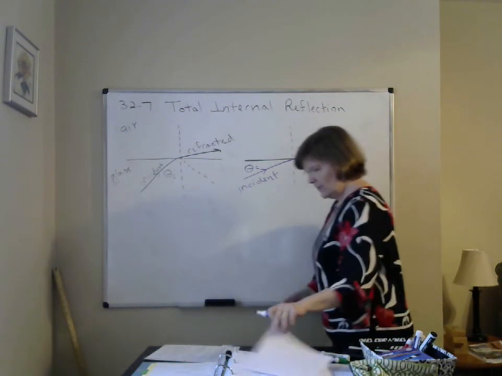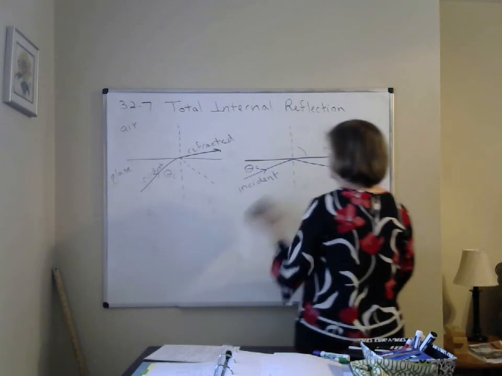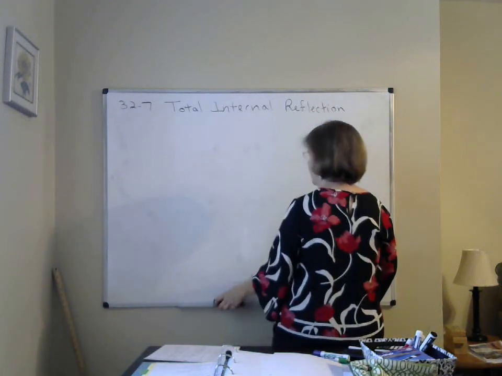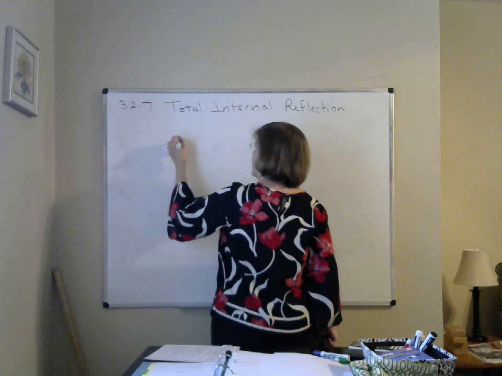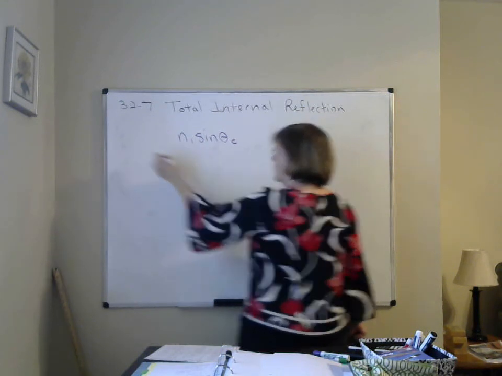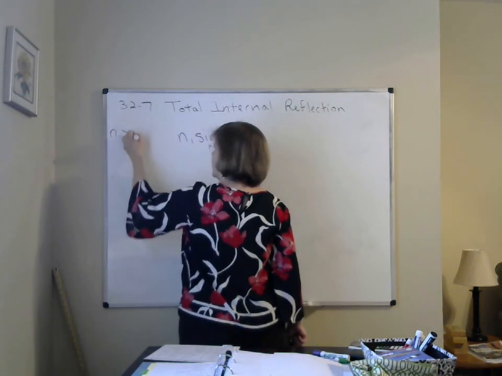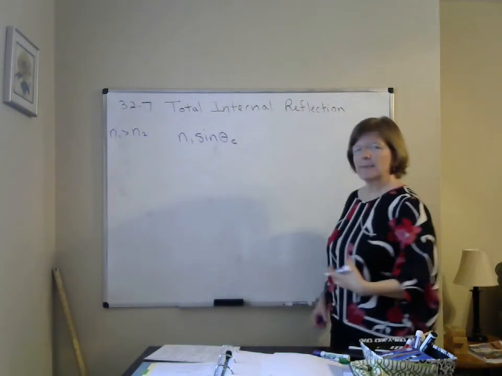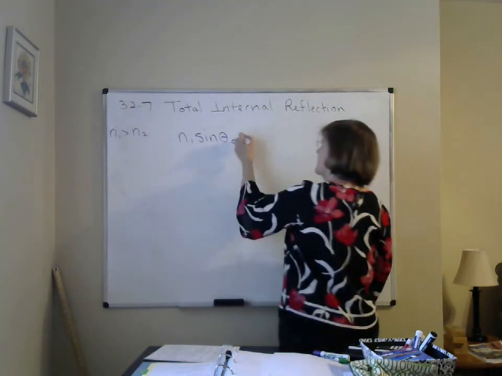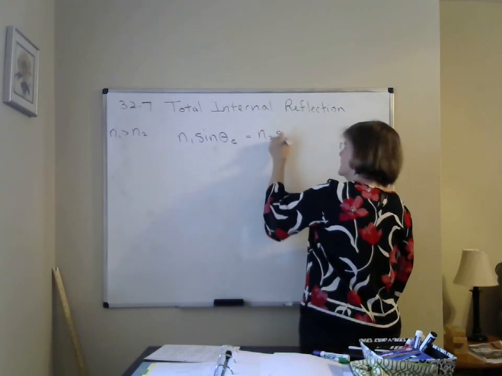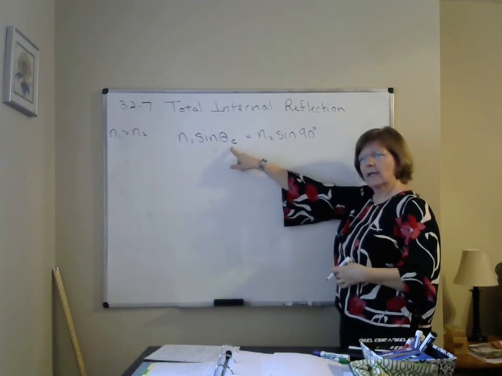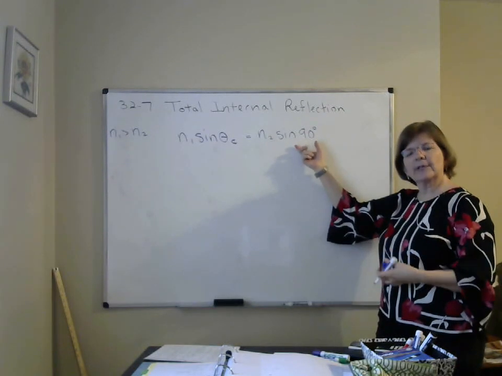What's that look like in terms of math? Well, N1 sine theta critical equals N2 sine 90. And I want to point out here that in order to have this, N1 must be greater than N2. You must be in a higher index material trying to go into a lower index material, or a slow material into a fast. The critical angle is the angle at which the refraction would be 90 degrees.